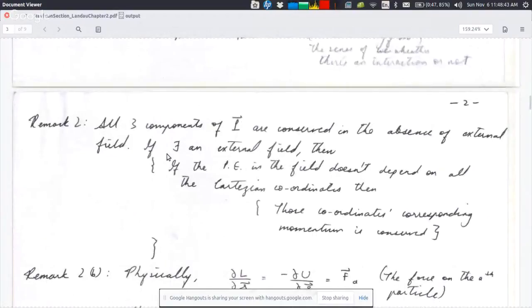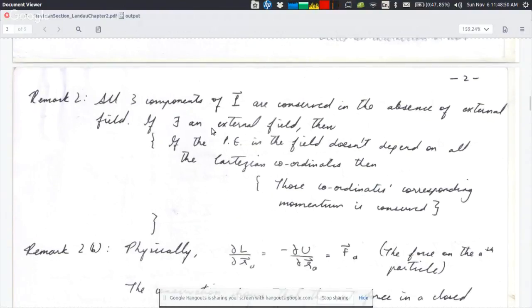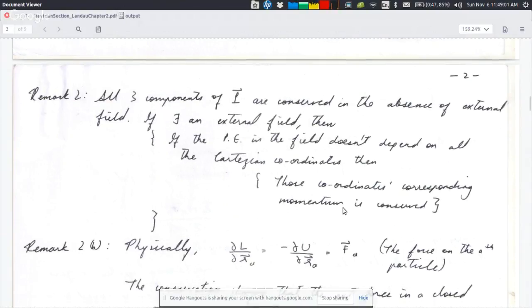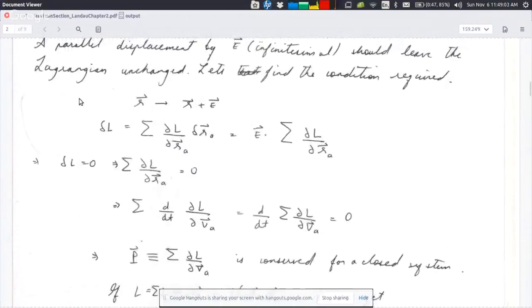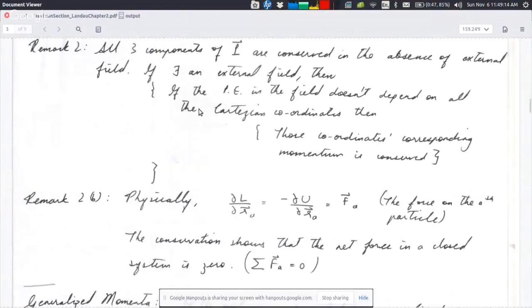Next, all three components of P are conserved in the absence of an external field, which we already saw. But if there is an external field, and the potential energy in the field doesn't depend on all Cartesian coordinates, then the momentum corresponding to those coordinates is conserved. That is obvious, because del L by del Q for those coordinates is zero. Whatever coordinate you're using, r or q, you can always use that particular coordinate for deriving a constant.